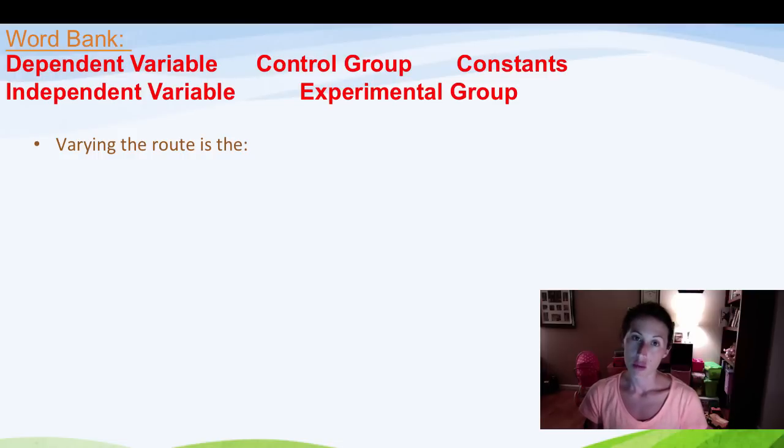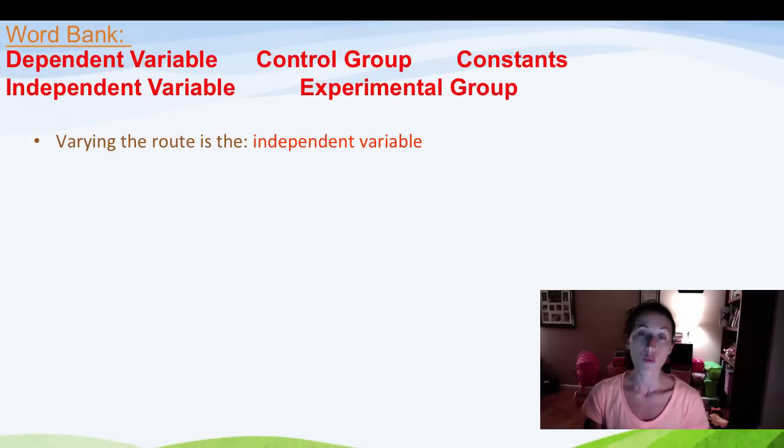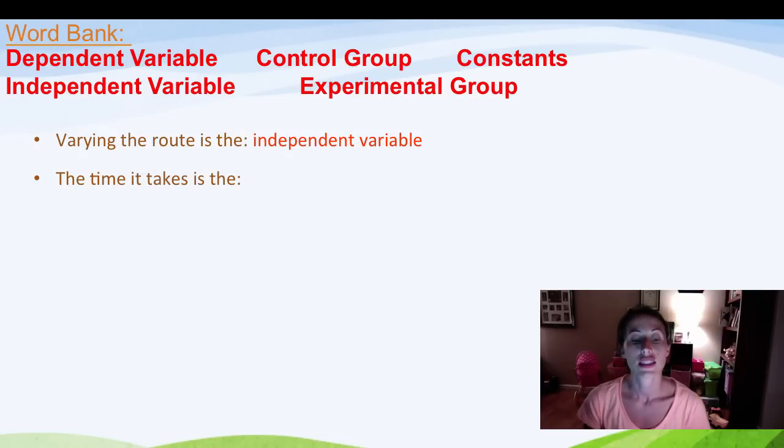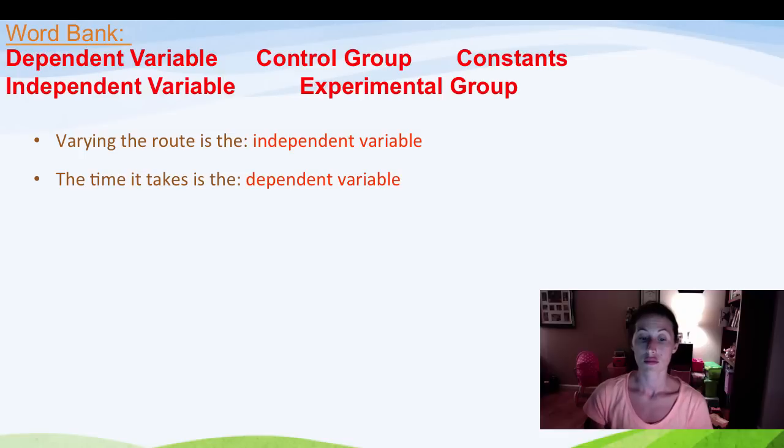So when we vary the route, which of these options would you consider that? Hopefully you said it is the independent variable. It's what we're manipulating or changing. All right, the time it takes to walk home is, hopefully you guessed, the dependent variable.